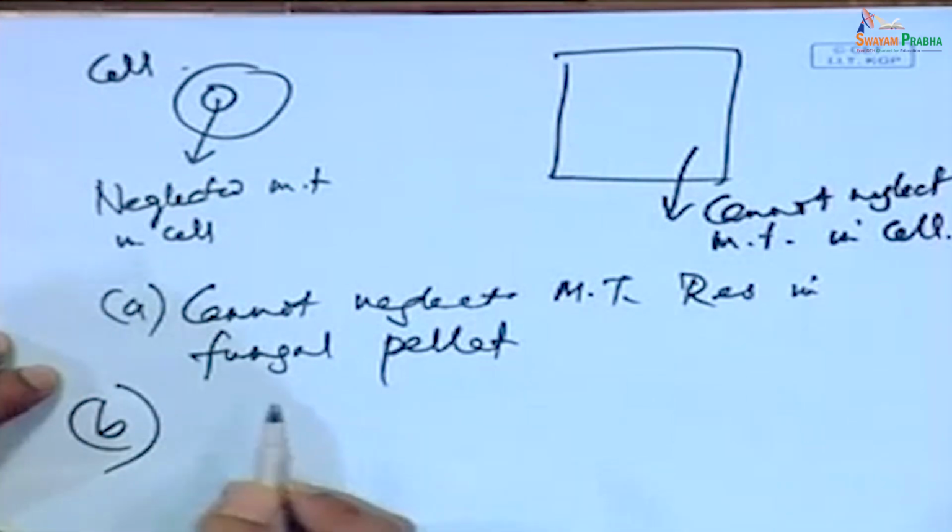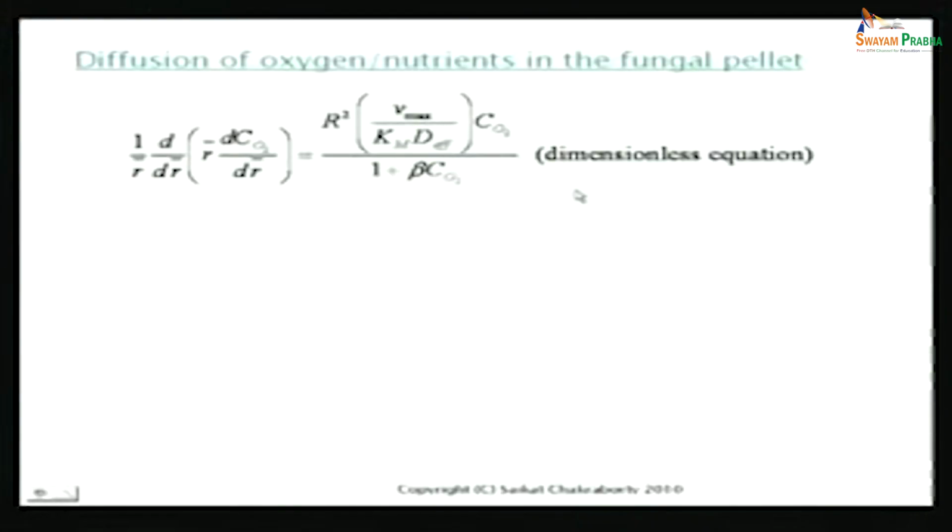And B, let's go back to the screen. What you see is a steady state equation, but the fungal pellet is growing. This is the question I have for you: where is the unsteady term? Why is there no unsteady term here? There should be, right? The fungal pellet is growing, so the whole process should be unsteady. So what is happening here?